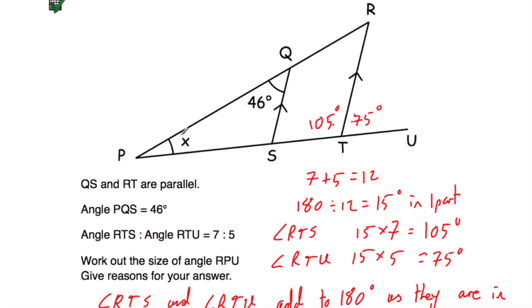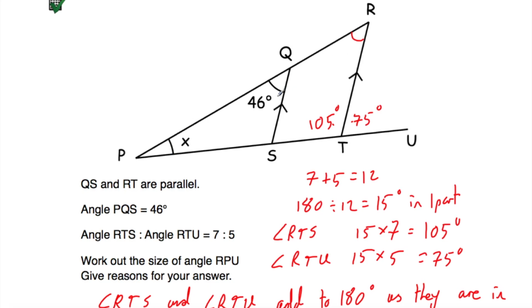Now we want to find the size of this angle labelled X, angle RPU. And because we want to find the size of this angle, it'll be quite useful if we consider this whole big triangle here. If we can find the size of this angle up here, then we would have a big triangle, triangle PRT, and then if we knew the size of these two angles, we could add them together and take it away from 180 degrees to find the size of this angle. So let's do that. Let's find the size of this angle here.